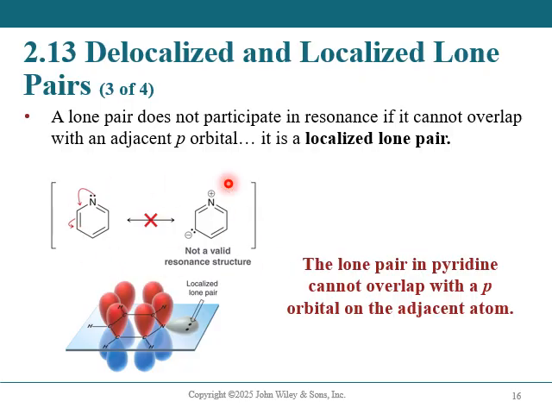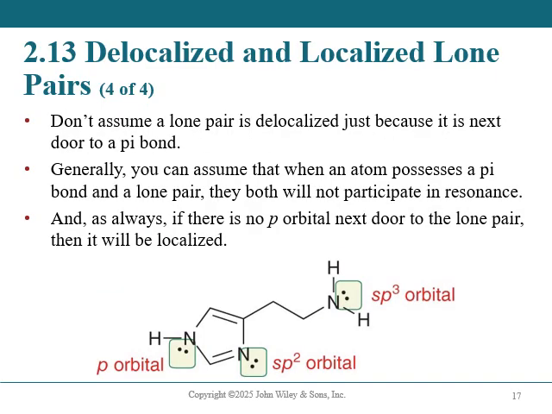Here, for example, we have pyridine. This molecule, the lone pair in pyridine, can't really overlap with a p orbital of the adjacent atom. Therefore, it is a localized lone pair. It's important, right, to keep in mind these points. Don't assume a lone pair is delocalized just because it is next door to a pi bond. Generally, you can assume that when an atom possesses a pi bond and a lone pair, they will both not participate in resonance. It's going to be either one or the other. And as always, if there is no p orbital next door to the lone pair, then it will most definitely be a localized system, a localized entity, a localized lone pair of electrons.